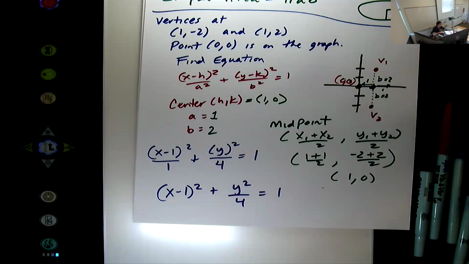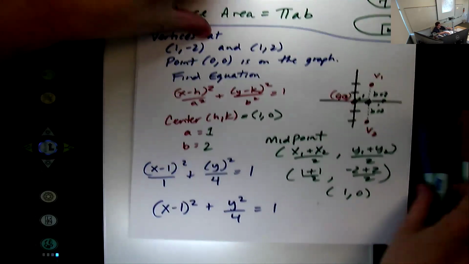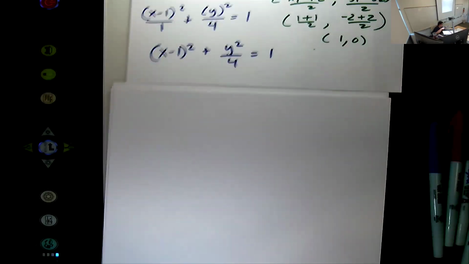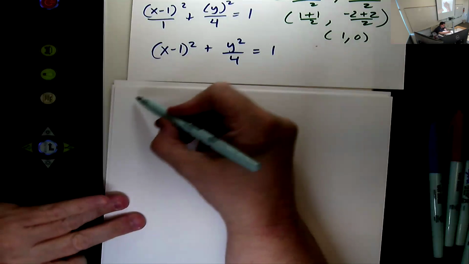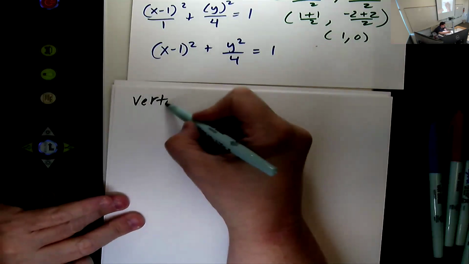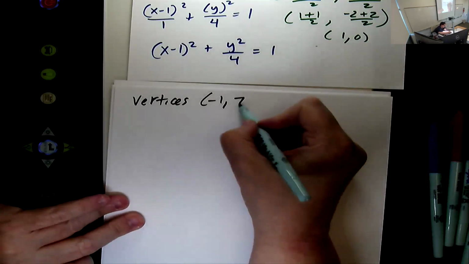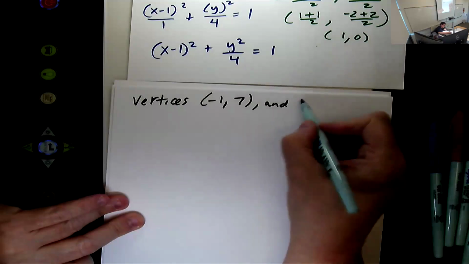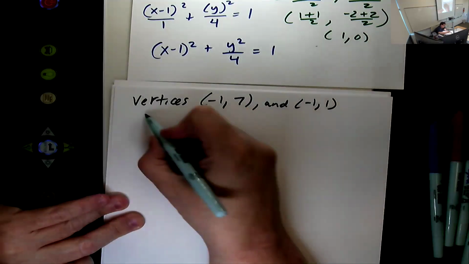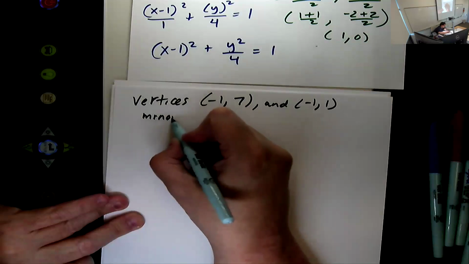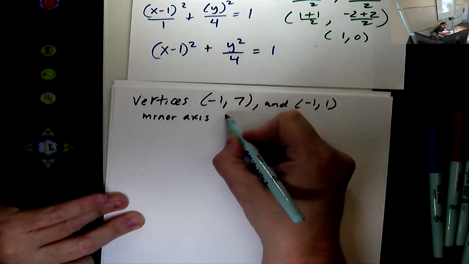All right, we're going to take a break. If you want something fun to try out while you're not taking a break, other ones you could do, like vertices at -1, 7 and -1, 1, and minor axis has a length of 4.